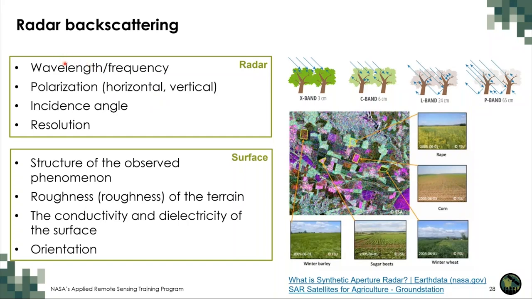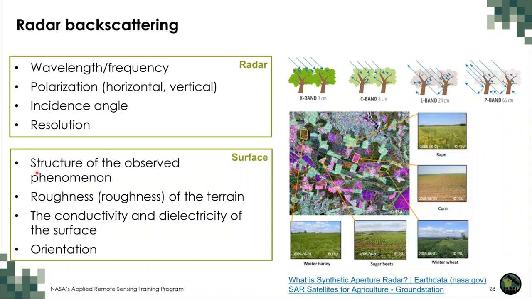So the radar backscattering is influenced by the characteristics of the radar and of the surface. We have the wavelength and frequency, we have the polarization, either horizontal, vertical, or combination of those two. The radar has a typical incidence angle and, of course, a typical resolution. These are all the characteristics of the radar system, and the user cannot influence them.